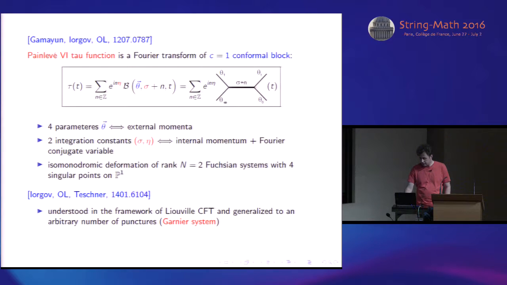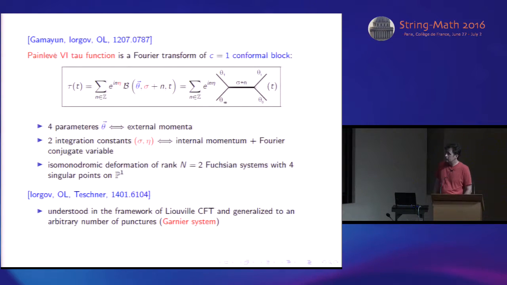So the basic question that I want to ask is, how can we solve monodromy preserving deformation equations explicitly? And some step in this direction was done a few years ago, in 2012, when it was observed that the Painlevé 6 tau function, so Painlevé 6 is the simplest instance of the isomonodromy equation, which corresponds to Fuchsian systems with four regular singular points and rank 2.